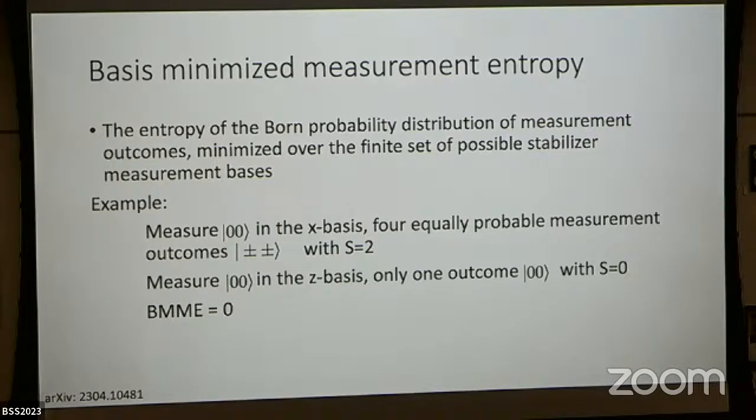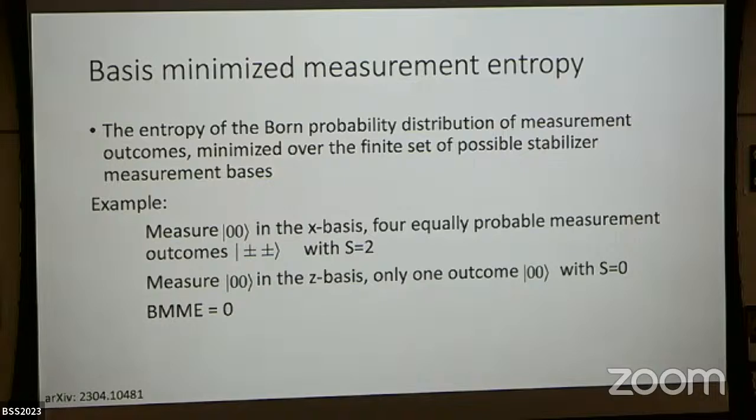Let me give you an example to illustrate what this means. Let's say I have the state 0, 0, and I measure in the X basis. I could get 4 equally probable measurement outcomes, and so that has an entropy of 2. However, if I measure in the Z basis, there's of course only one possible outcome, and so that has entropy 0. So the basis minimized measurement entropy is 0. That's the least entropy I can have, because I'm able to find a good basis in which to measure that state that minimizes the entropy.